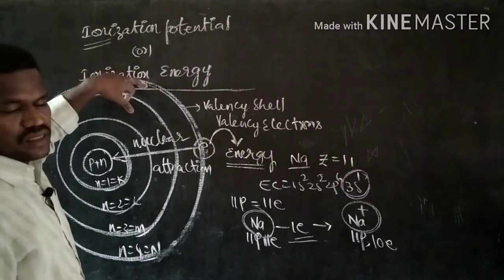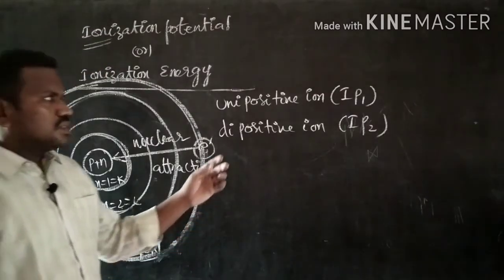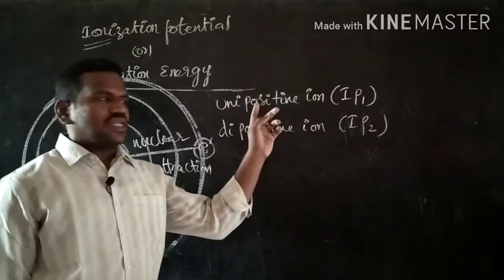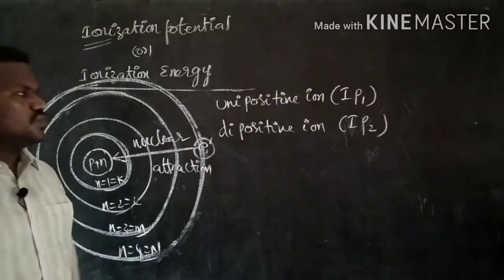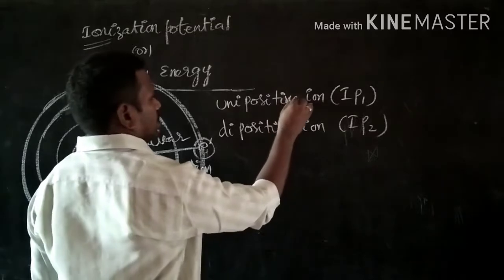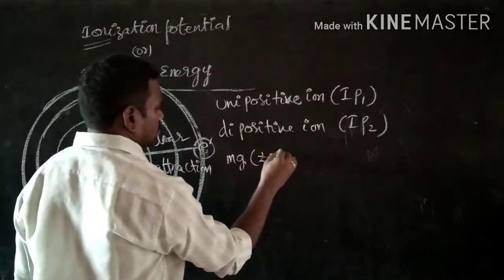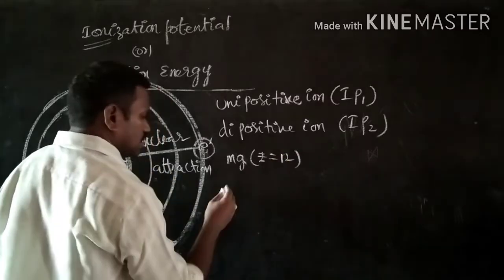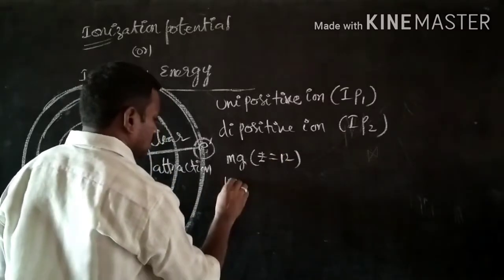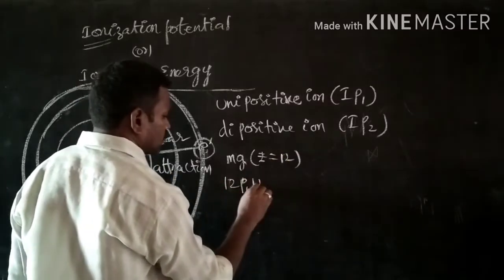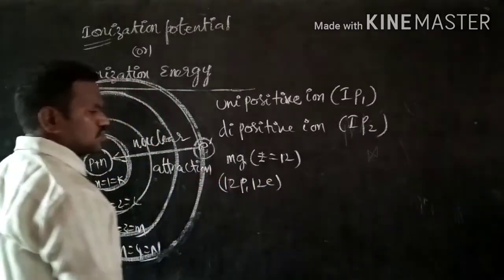ionization potential. Now, we are going to discuss the meaning of uni-positive ion. For example, if we consider magnesium, where the atomic number Z equal to 12, this means it has 12 protons and 12 electrons in its neutral atom.